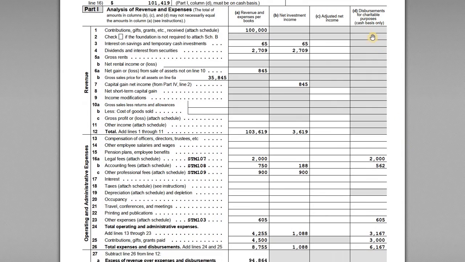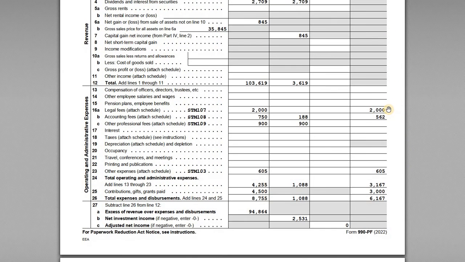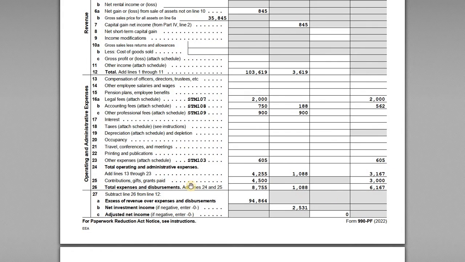So we move on to column D, again, disbursements for charitable purposes. We've got our legal fees allocated here, accounting, and then our other admin expenses, right, the filing fees, and then those office expenses. And then on line 25, contributions, gifts, and grants paid.